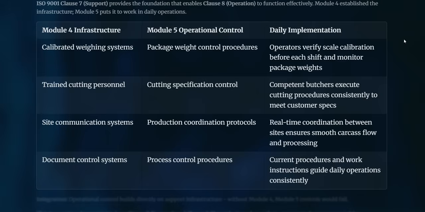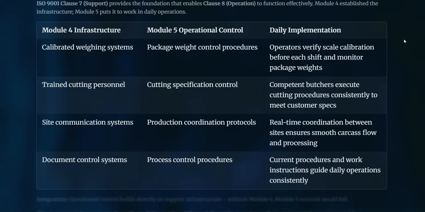Now, Module 4 infrastructure, we have a calibrated weight system that has been provided there. In operation here, what do we do with that infrastructure? In operational control, packing weight control procedures are to be implemented effectively. And daily implementation of this control here is operators must verify scale calibration before each shift and monitor packing weight.